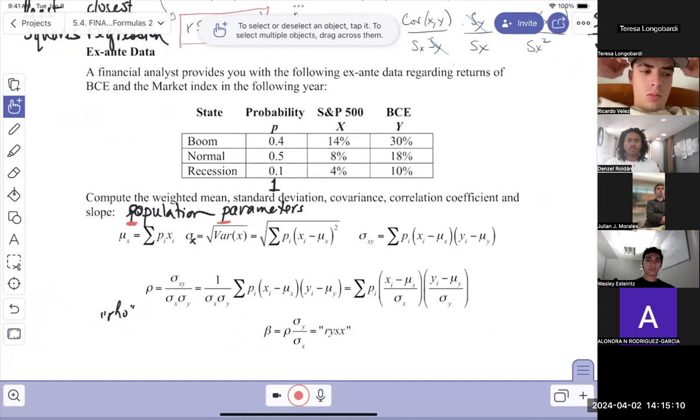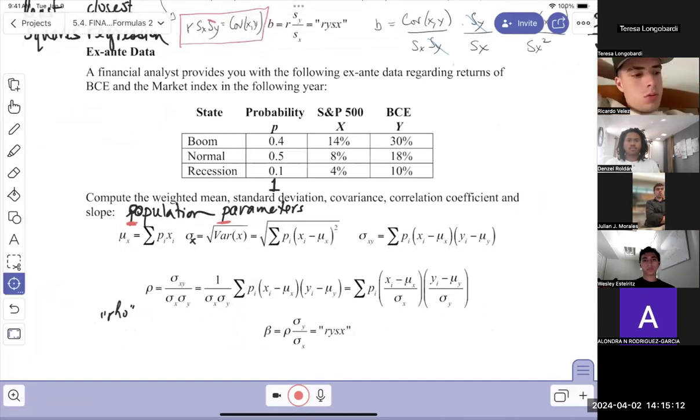So I want you to find the same statistics, or in this case, parameters: mean, standard deviation, covariance, correlation. I'm going to get you started, and then I'm going to leave it for you to practice. Let's start with this. Let's get the weighted mean. I'm going to take this data.